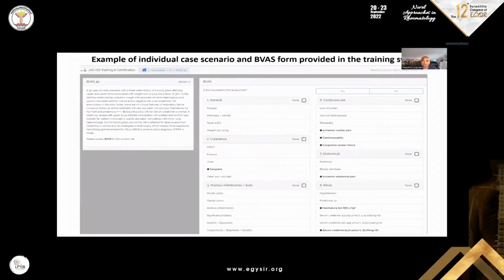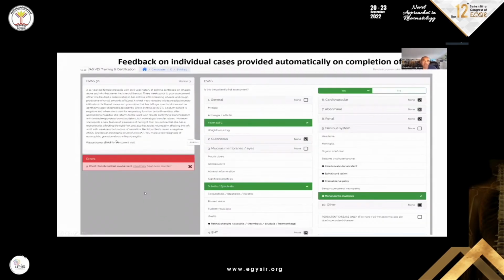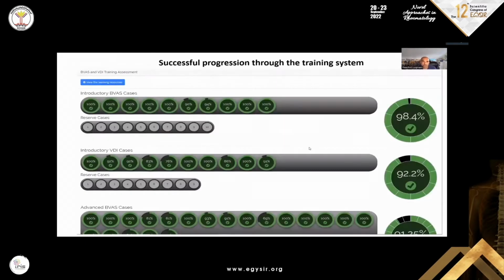So here's an example of a typical BVAS scenario. Again, as I've shown you already, the BVAS form is here, the description of the case is there, and here I've scored it for you, and you can see that on going back into the system after I submitted the score, it's detected that I've made a few errors, and it will tell you what the errors are in the left-hand corner, so you can see how you're doing in each case, give you some feedback automatically once you complete.